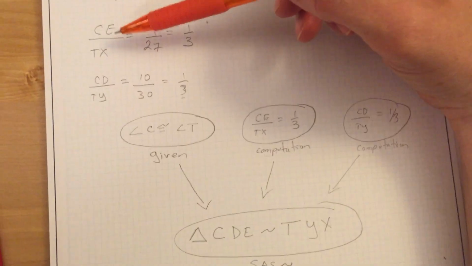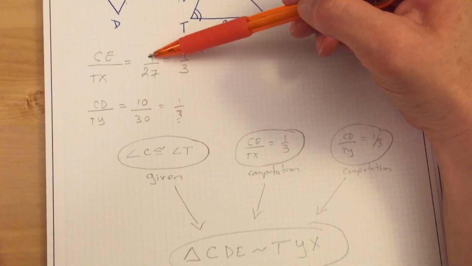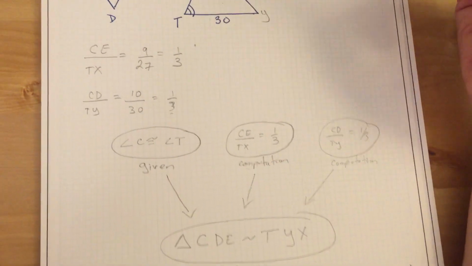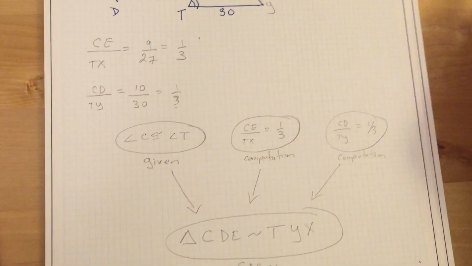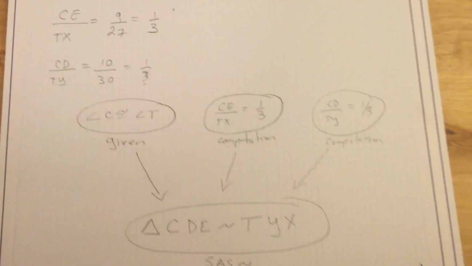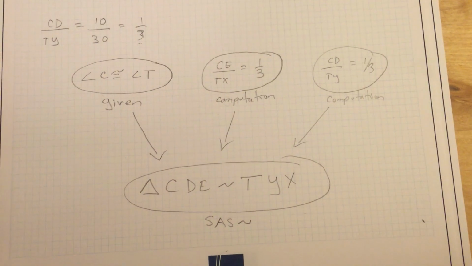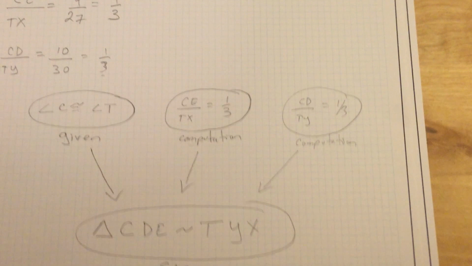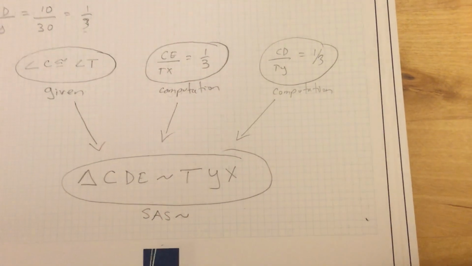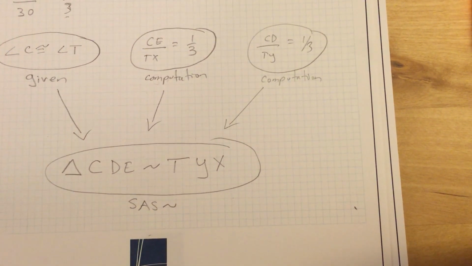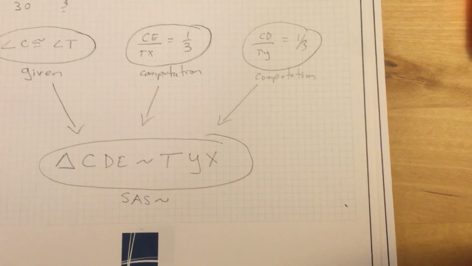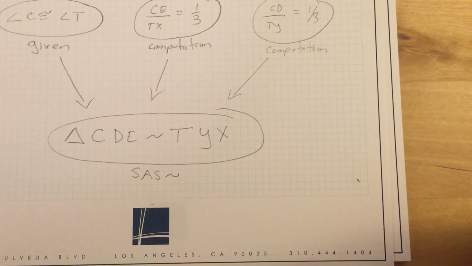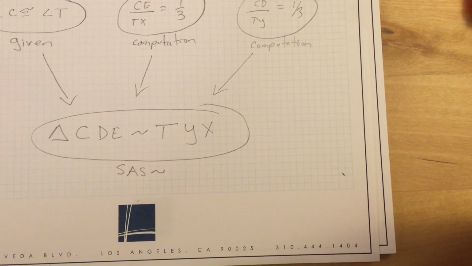Now, if you want to put the information of like CE is equal to 9 and TX is equal to 27, if you put that into your flow chart, you can. You just write the word given attached to it. All right. So those are 3 examples of your SAS. So what I want you guys to do is use this information to kind of help you with the next lesson, which is 2.3.2. Are these triangles similar? So some of them are going to be similar. Some of them are not going to be similar.